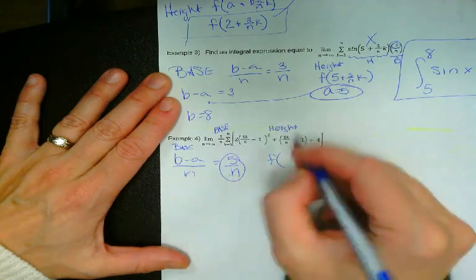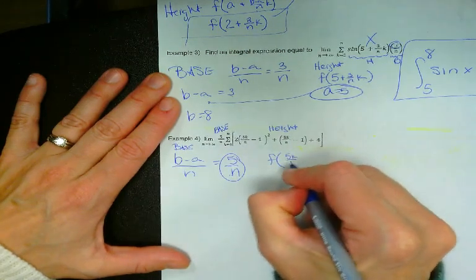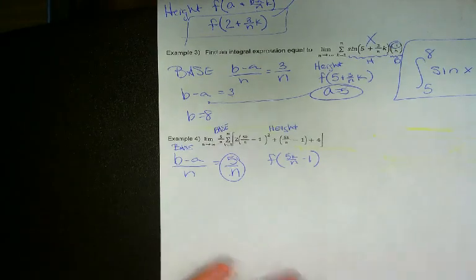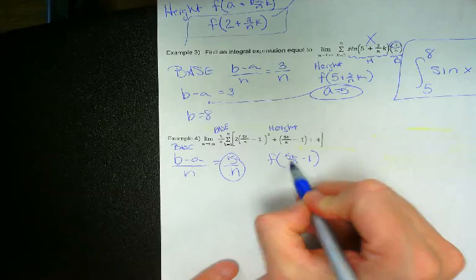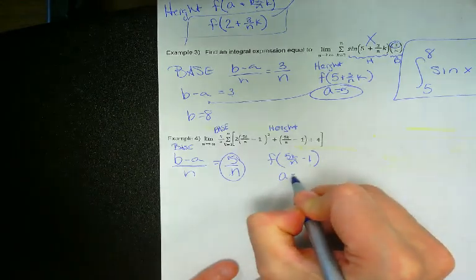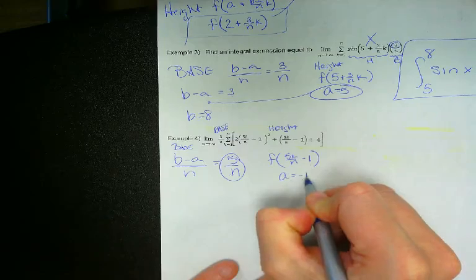I've got to look for that 5 over n someplace, right? 5k over n minus 1. Okay, so based off that, this is my b minus a over n. This must be my what value? A. So a is equal to -1.